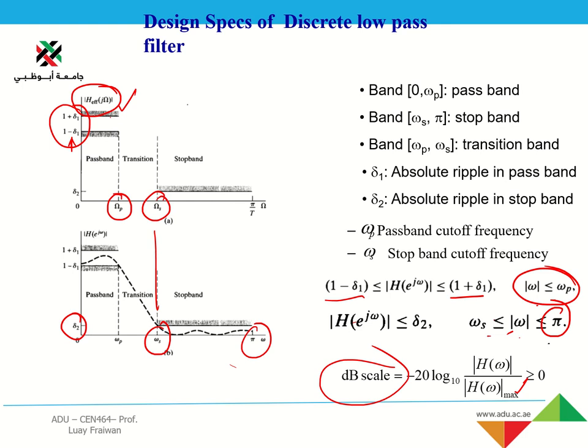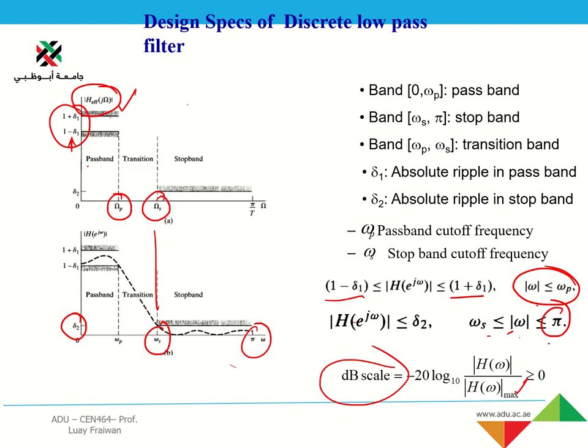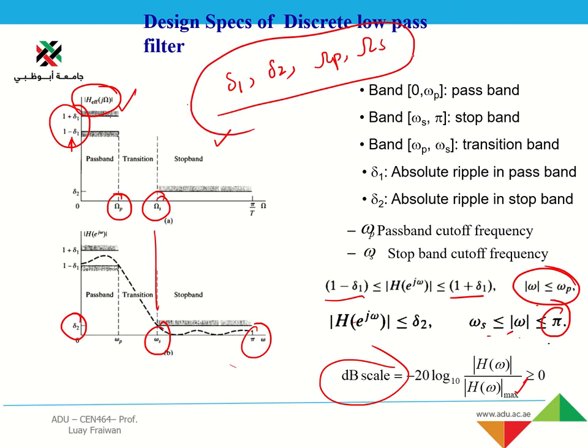Now, before going into transfer function details, focusing on this slide, the design parameters for analog continuous time filters are ripple in the pass band, ripple in the stop band, pass band cutoff frequency, and stop band cutoff frequency. These are the main design parameters. If you know them, you can design any kind of filter.